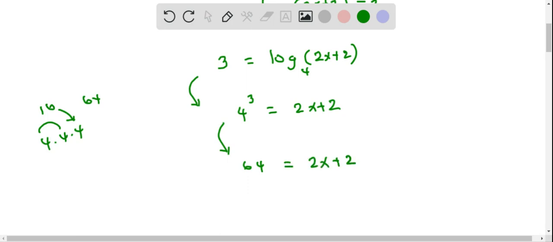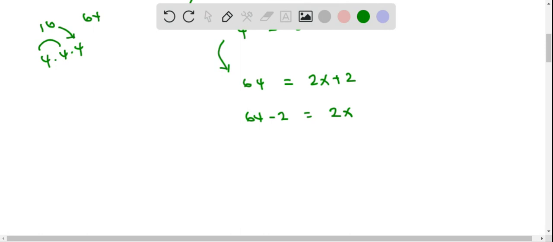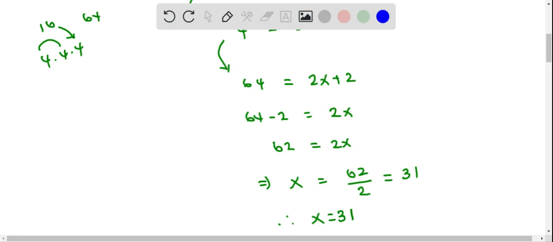Subtracting 2 from both sides, we get 64 minus 2 and this equals 2x. So 64 minus 2 is 62 and this equals 2x. So we solve for x by dividing both sides by 2, that is 62 divided by 2 and this equals 31. So therefore x equal to 31 is the 0 of g.